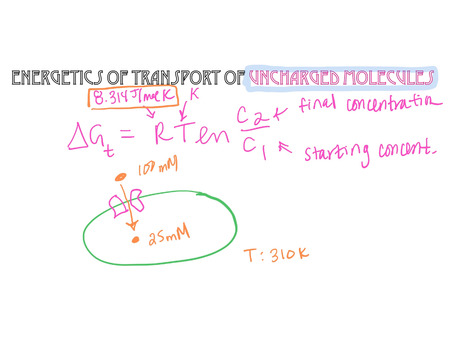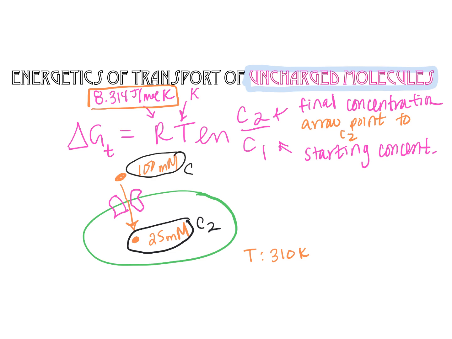Okay, so looking at this one, the arrow points forward. The arrow points to C2, so that will make this value C2 and this value C1. And since it's moving down its concentration gradient, from high to low concentration, I would expect a negative delta G when I do this calculation. All right, let's do some examples.